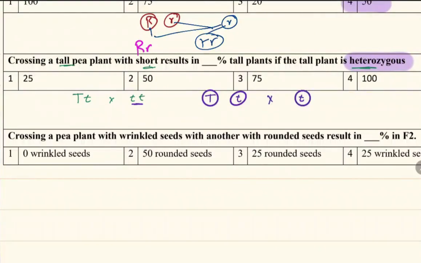Now let's see how we do it. The first with the first is going to be T capital, T small, and the second with this one, T small, T small, is going to be 50% tall, 50% short. So it tells us here how many short. The short will be 50%.